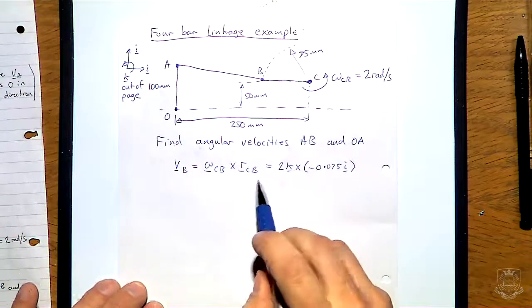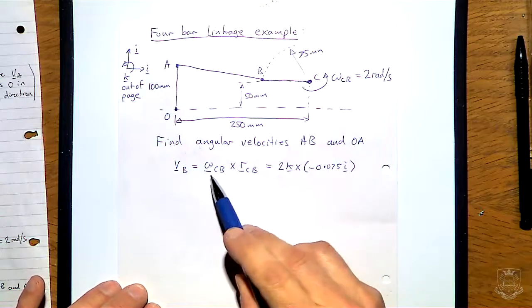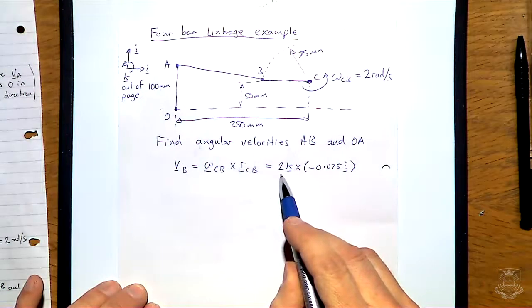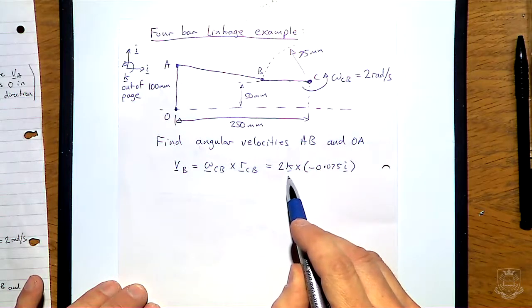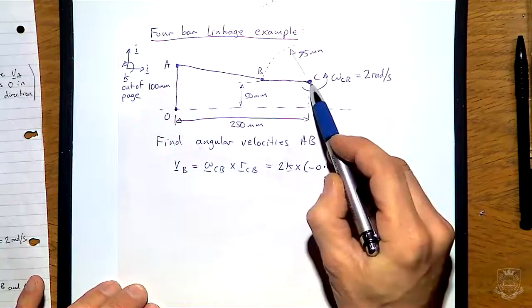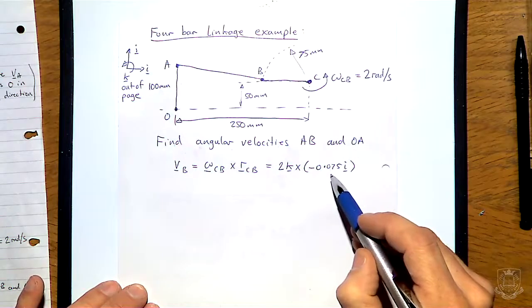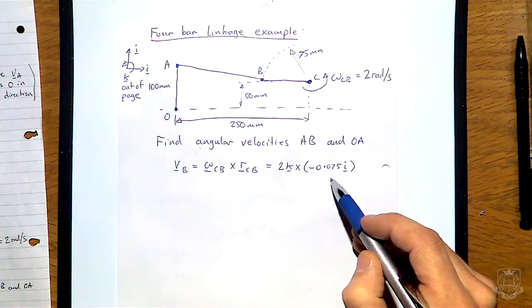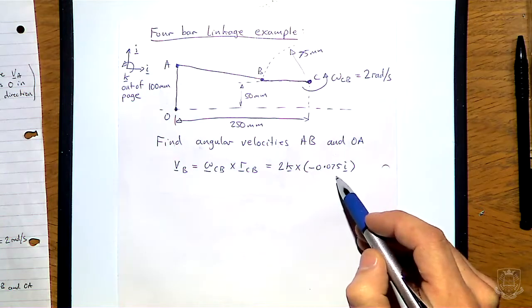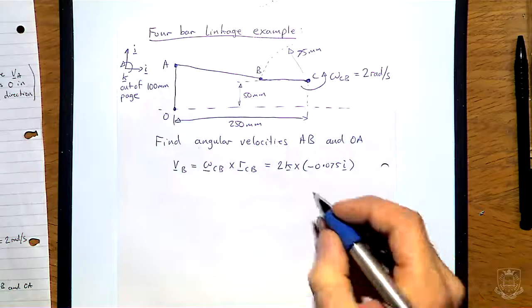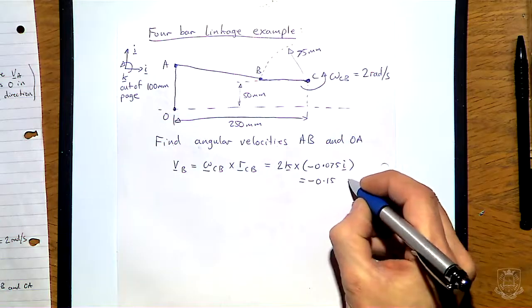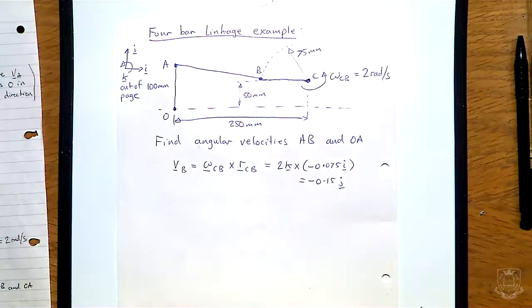Okay, so hopefully you can see what I've done here. I've taken the omega CB and I've made a vector 2 radians per second times K. That forms my rotation vector. Cross product with, well, this distance from C to B is just in the I direction, and it's going backwards because we're going from C to B, so it's minus 0.075 meters, isn't it? Okay, so if I work out what that is, it gives me minus 0.15 J as my velocity.